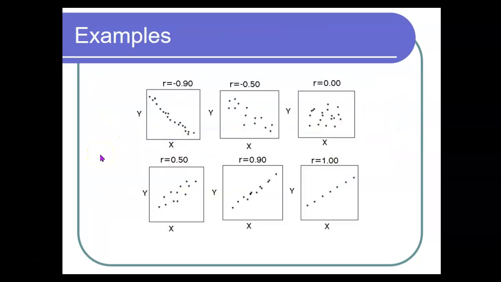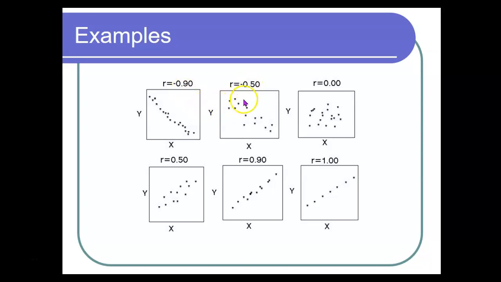But here are some examples of R's and scatter plots. Here's a scatter plot of a bunch of data where the correlation coefficient is negative 0.9. They don't line up perfectly, but they come pretty close, and they are going down from left to right, which is what you see with a negative relationship.